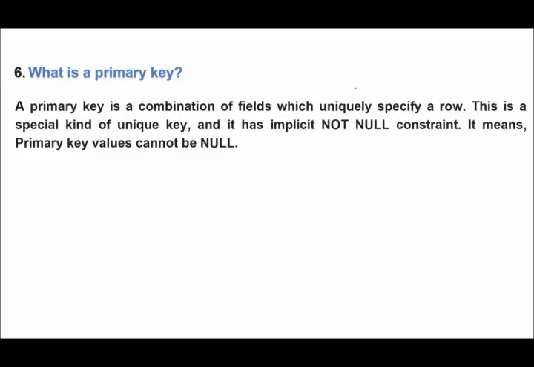So a primary key is a combination of fields which uniquely specify a row. This is a special kind of unique key, and it has implicit not null. So that column cannot contain null values because it is the primary key. It is there to identify a row. It means the primary key values cannot be null.